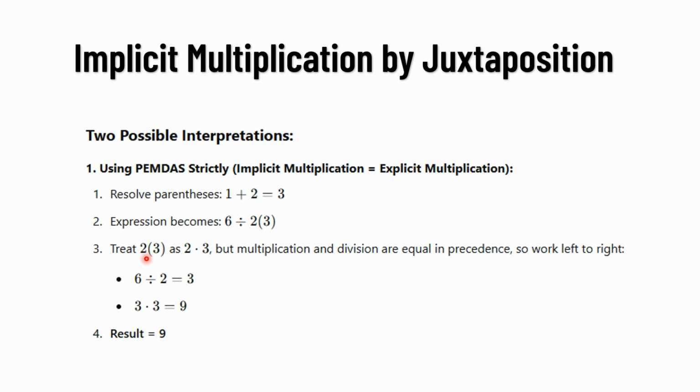Now, you treat 2 times 3 as 2 times 3, but remember, multiplication and division are equal in precedence, so you work them left to right. So in this case, you would first divide 6 divided by 2 equals 3, and then you're left with 3 times 3 is 9. The result is 9. And the reason is because there's no priority given to implicit multiplication here.